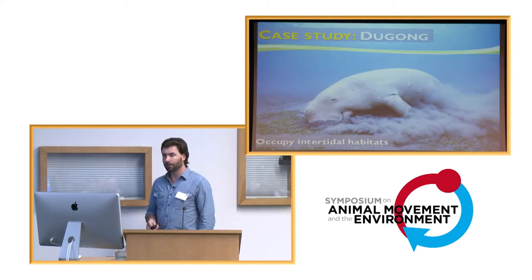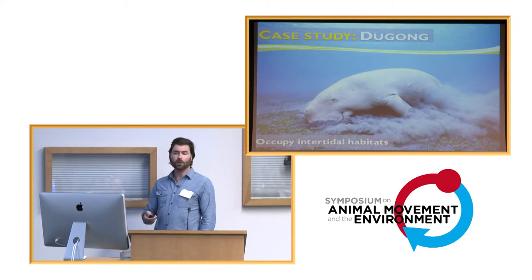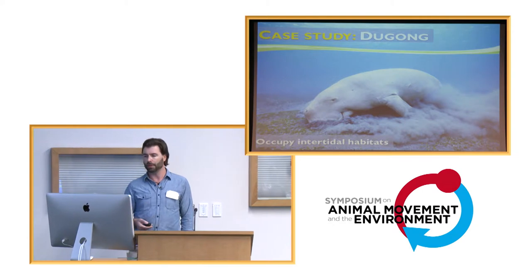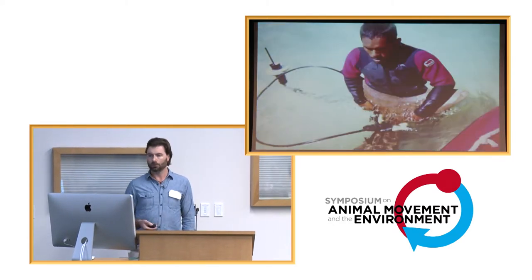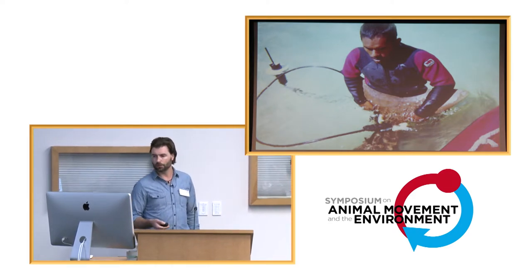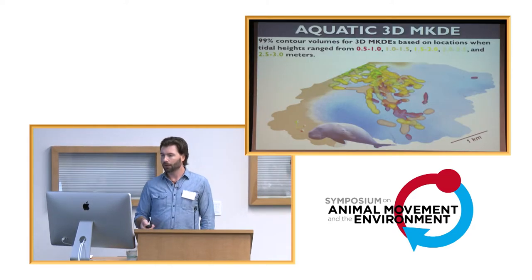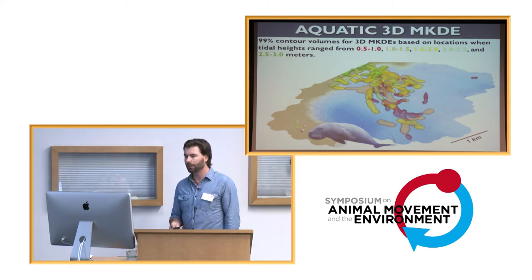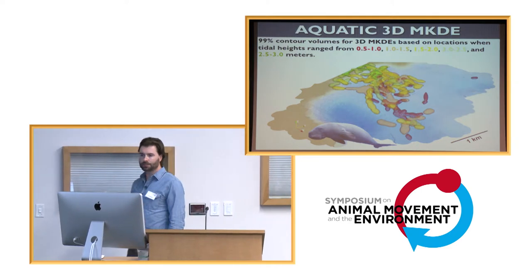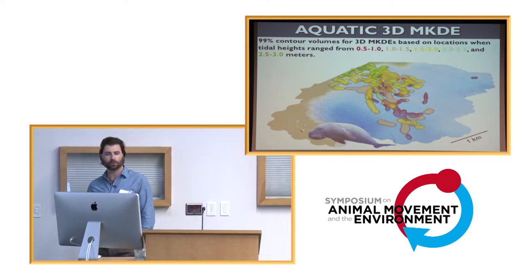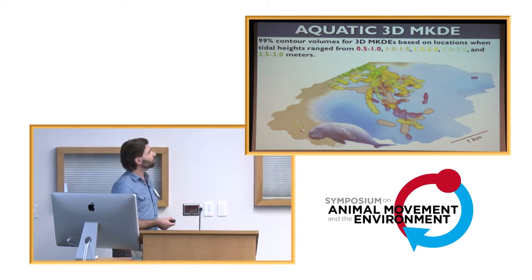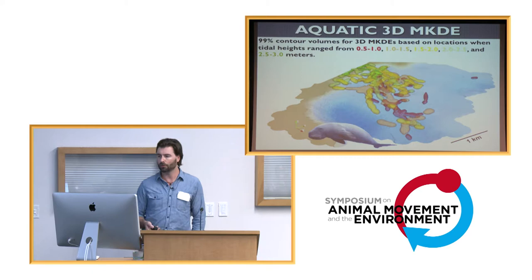On to the next case study, the dugong. These guys are interesting because they occupy intertidal habitats, and their very habitat influences their movement patterns twice daily. So I captured a whole lot of these guys and tagged them and GPS tracked them around their habitat off Australia. And what we did with the dugong data is that we created the 99% contour volumes for its 3D MKDE home ranges based on locations when the tidal heights ranged from a variety of bins. So, you know, 0.5 to 1 meter, 1 to 1.5 meters, and so on.